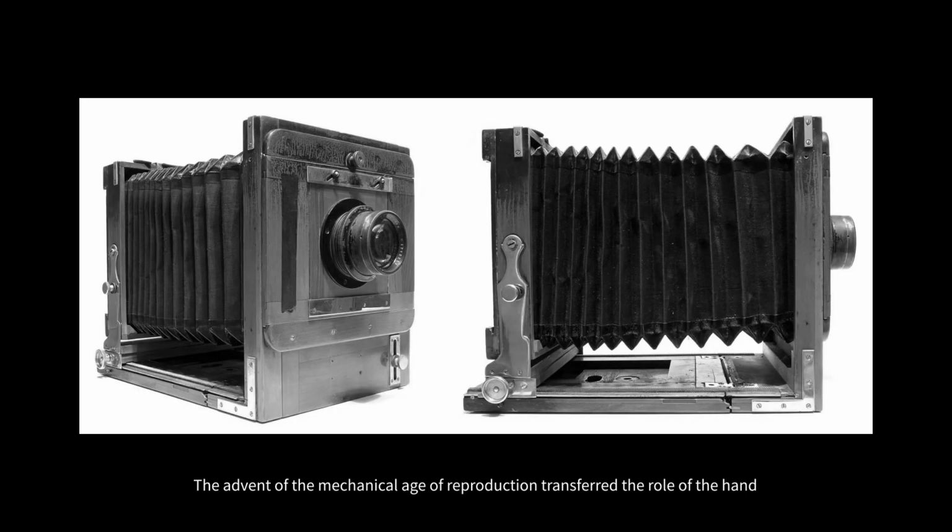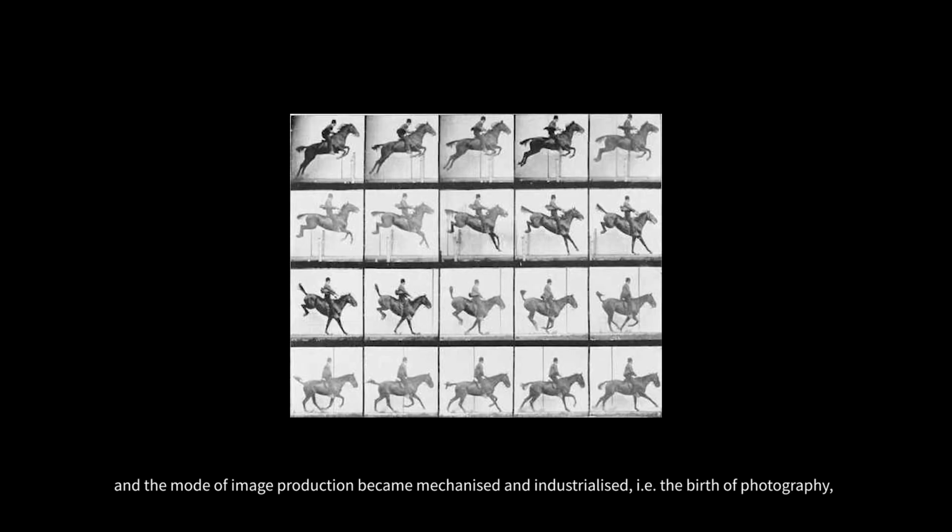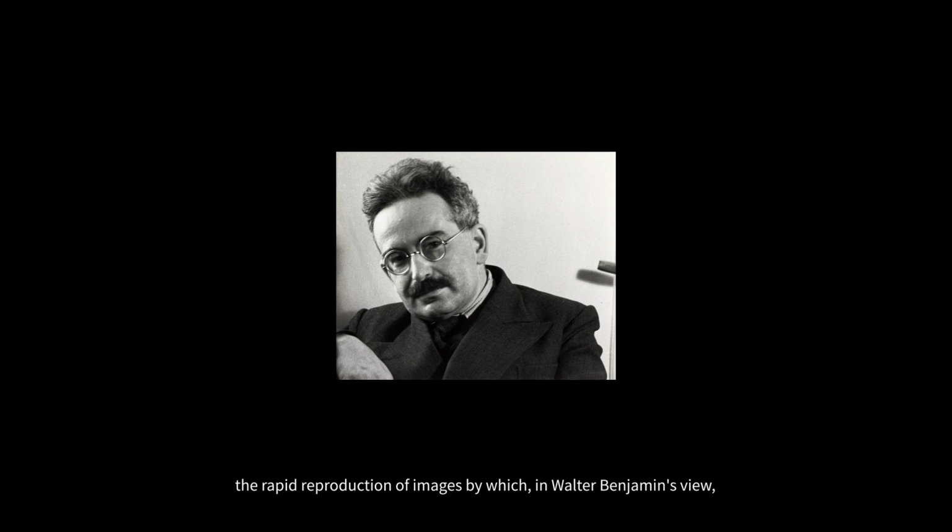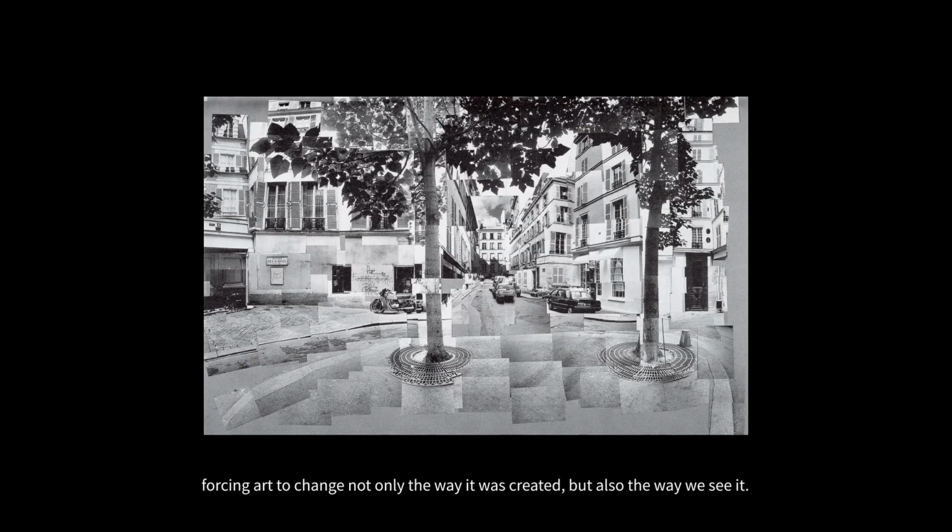The advent of the mechanical age of reproduction transferred the role of the hand in the reproduction of images to the eye and to machinery. And the mode of image production became mechanized and industrialized, i.e. the birth of photography. The rapid reproduction of images by which, in Walter Benjamin's view, the authority of the artwork was greatly diminished, forcing art to change not only the way it was created, but also the way we see it.